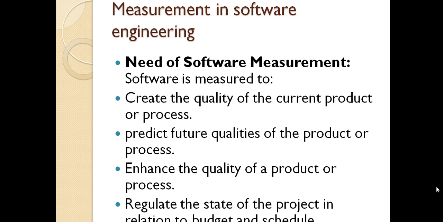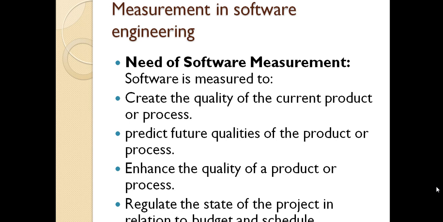So what is the basic need for software measurement, or what is the basic need of measurement in software engineering? It is basically used to define the quality, or we can say to create the quality of the current product and process. It predicts the features of future qualities of the product or process. It enhances the quality of the product and regulates the state of the project in relation to budget and scheduling.